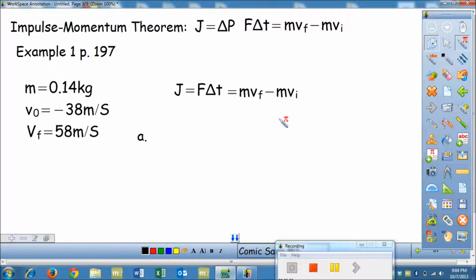J is equal to 0.14 times 58, minus, now let's look at this, we've got m, which is 0.14, times negative 38.